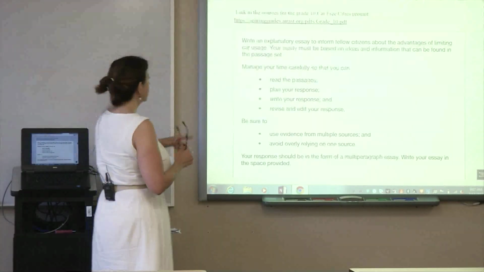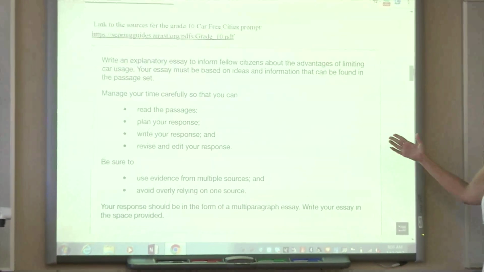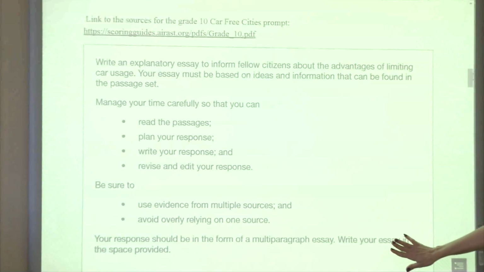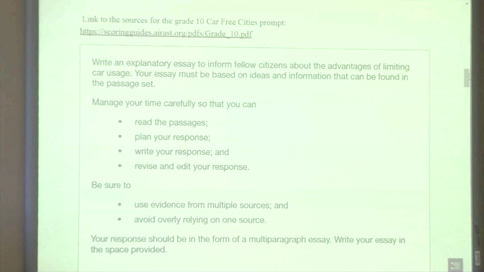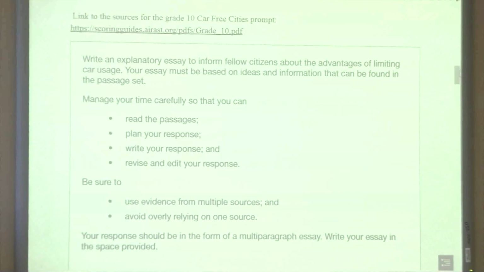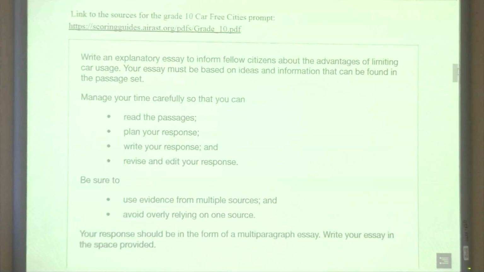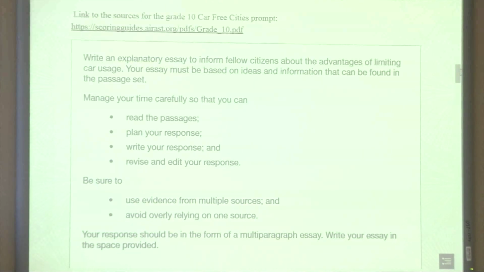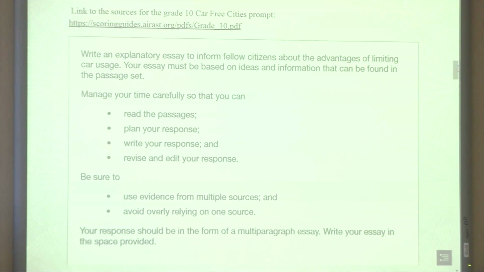Let's go ahead and quickly look here at the prompt, just so you're familiar with what it asked. The students were expected to write an explanatory essay, and maybe we don't see these. We're not really supposed to see these on FSA day. So here's the released version that we get to look at, so you'll know exactly what they see. Write an explanatory essay to inform fellow citizens about the advantages of limiting car usage. This was the 10th grade prompt. Your essay must be based on ideas and information that can be found in the passage set. Based. What does that imply?